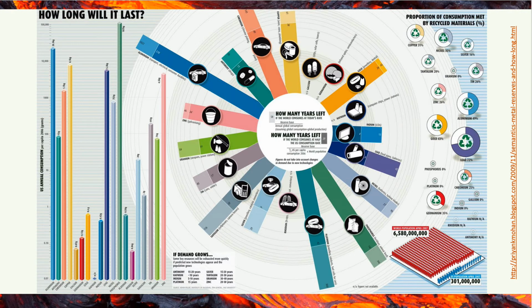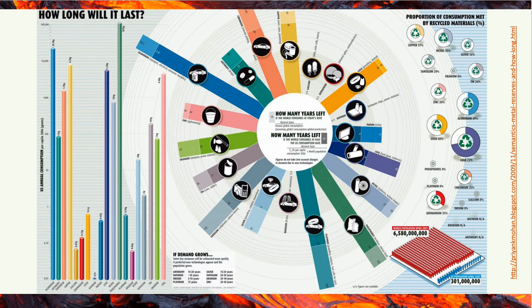And this radial diagram is showing a variety of different elements. So for example, up in the very top, we have copper. And what this is showing is that if the global demand stays as it is, we've got 61 years of copper left as of when this diagram was made. And if demand increases, we're looking at 38 years.